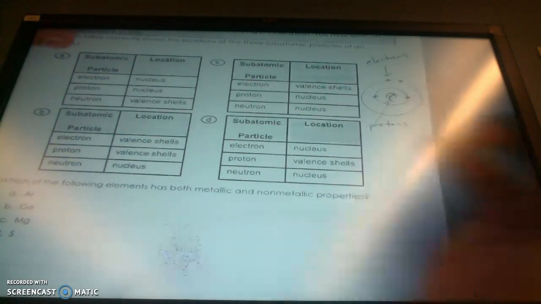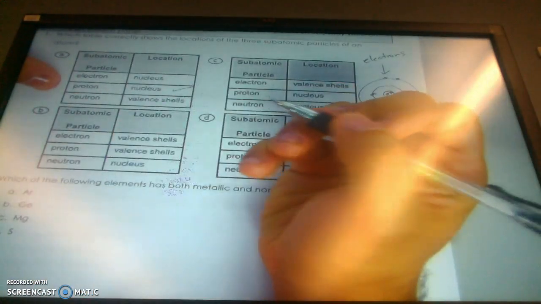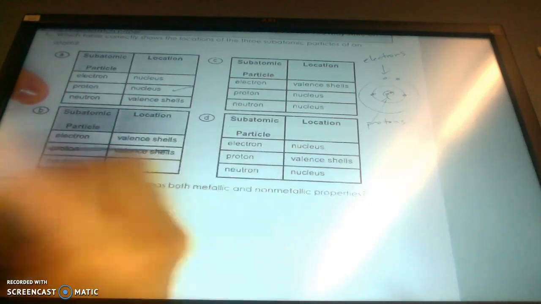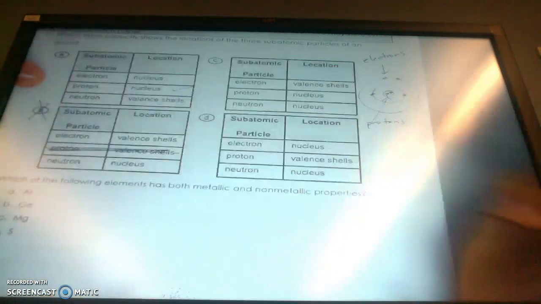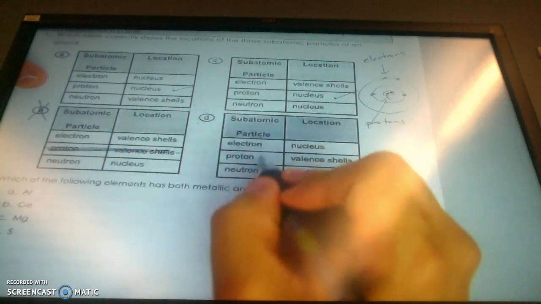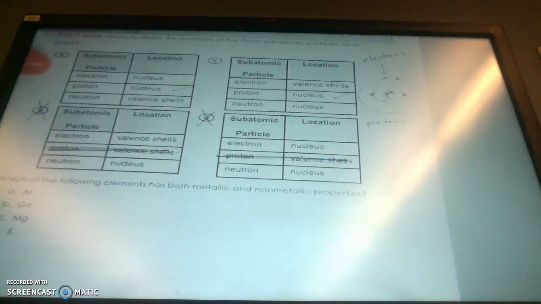And so I'm looking around. Protons are in the nucleus, that's right. Protons are in the valence shells, B, that's wrong. So I'm going to cross off B. Protons in the nucleus, that's right. And protons in the valence shells, that's wrong. So I know D is wrong.